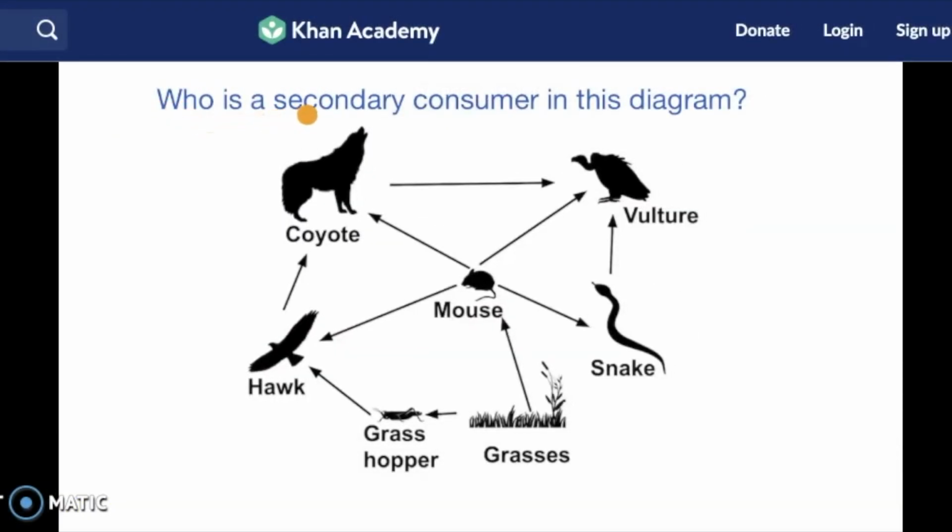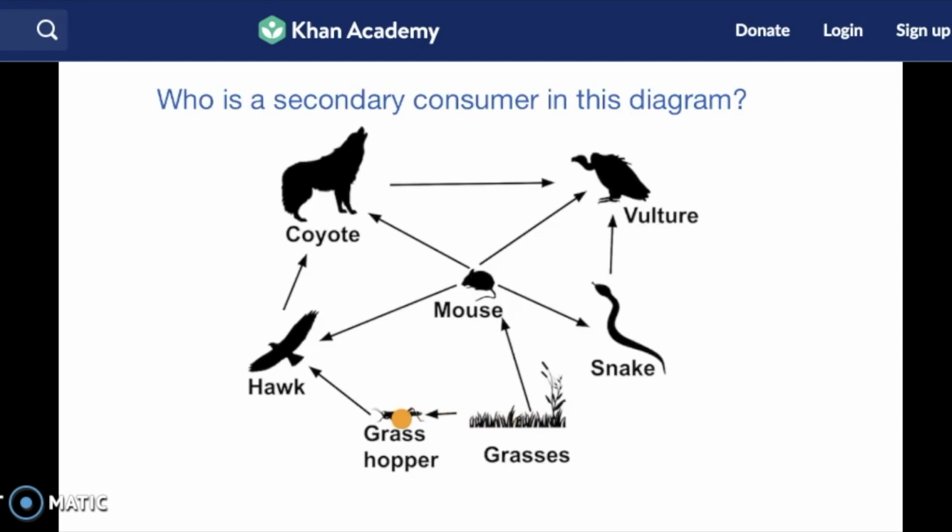We are asked, who is a secondary consumer in this diagram? So pause this video and see if you can figure that out. Alright, now let's work through this together. So let's just make sure we understand this diagram. When we have an arrow from grasses to mouse, it means that the grasses go into the mouse's mouth. It means that the mouse eats the grasses.